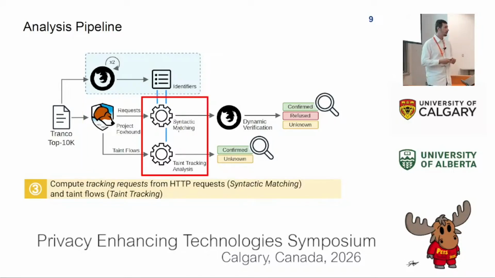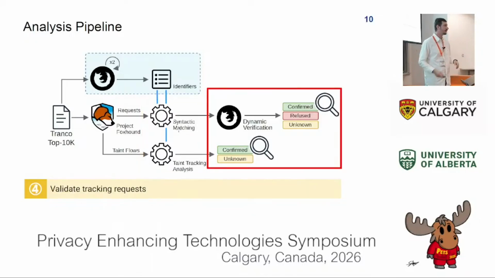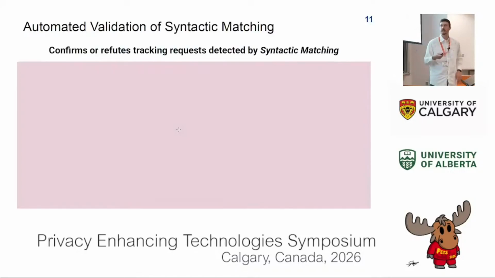And then we compute the tracking requests by means of processing HTTP requests for the syntactic matching and taint flows for taint tracking. And finally, we validate the requests to ensure that they are not spurious matches, okay? To ensure that they are true positives. Let's put the lens on this last step, since it is intuitively a bit difficult, okay? I will give you a high-level idea of how it works.